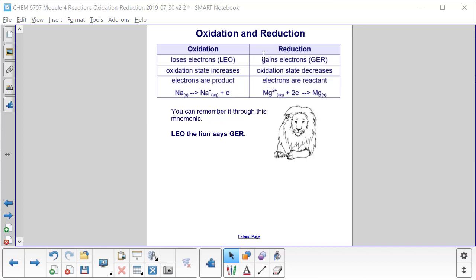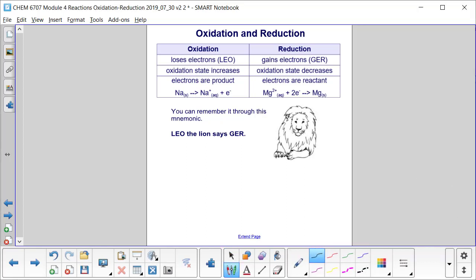Reduction, the other half of the reaction, is the gaining of electrons. So gaining electrons is reduction, which is where we get this abbreviation GR. And the oxidation state decreases, or the number becomes more negative as electrons are gained. And electrons are a reactant. So this magnesium ion gains 2 electrons to become Mg solid. You can remember it through the mnemonic device of Leo the lion says grr. Another one, I'll just give you in case you've seen it, is OIL RIG, which means oxidation is loss of electrons, reduction is gain.